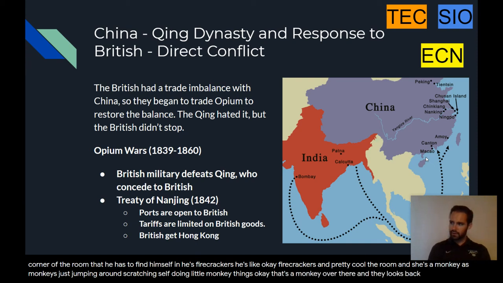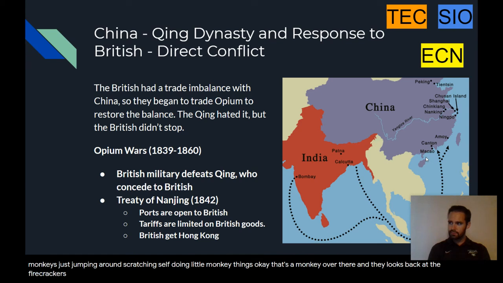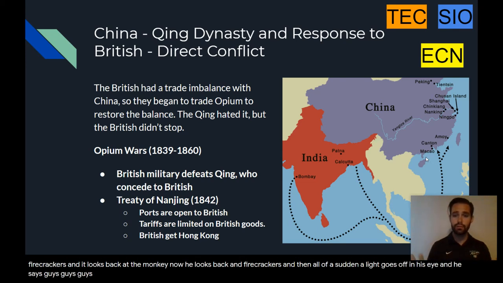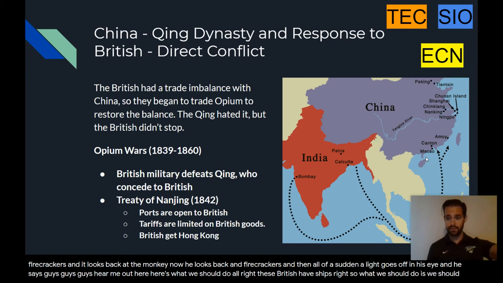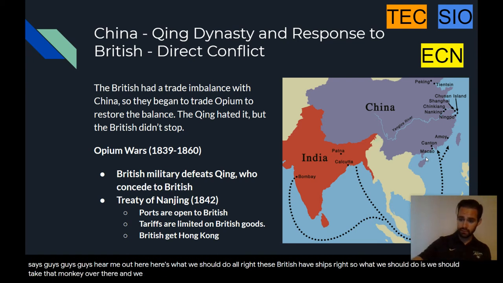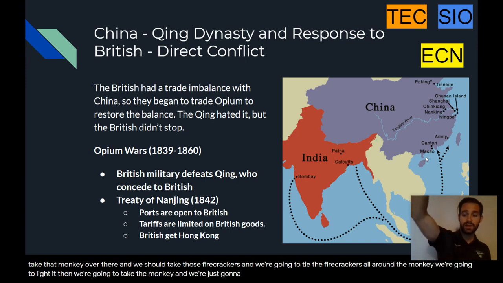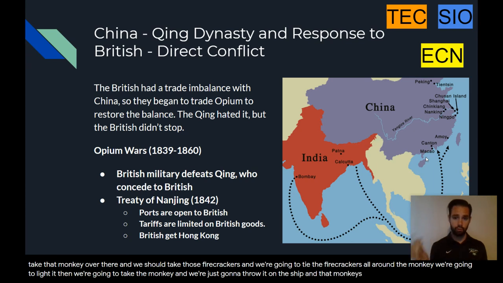And then he looks back at the firecrackers, and he looks back at the monkey, and he looks back at the firecrackers, and then all of a sudden a light goes off in his head and he says, guys, hear me out here. Here's what we should do. These British have ships, right? So what we should do is take that monkey over there and those firecrackers, and we're going to tie the firecrackers all around the monkey. We're going to light it. Then we're going to take the monkey and throw it on the ship, and that monkey's going to run all around.